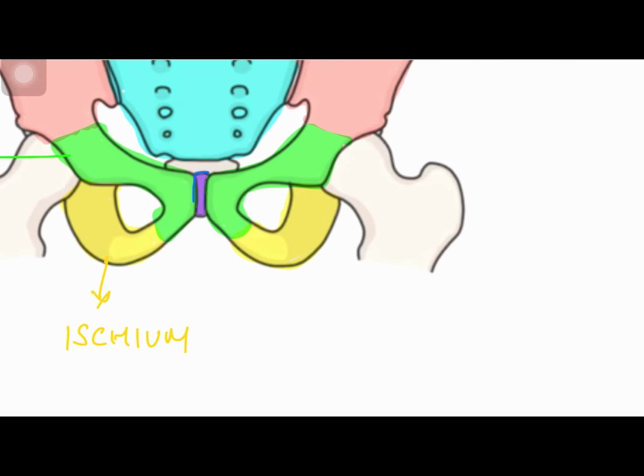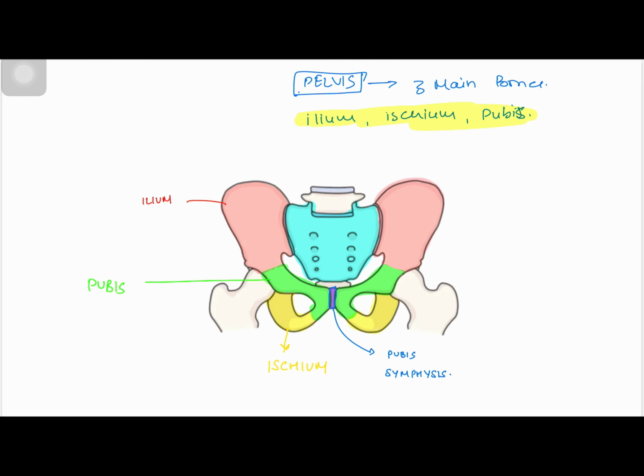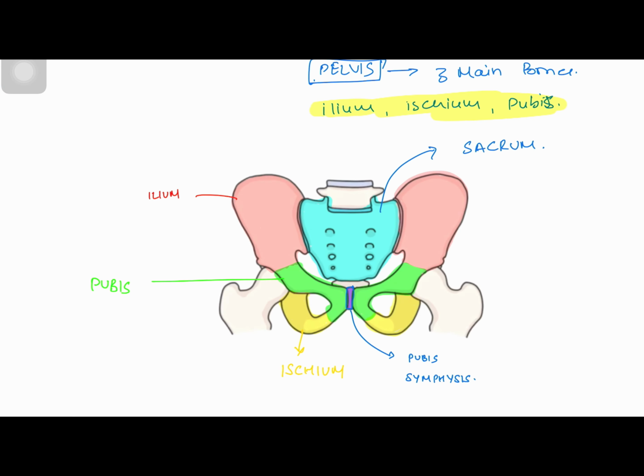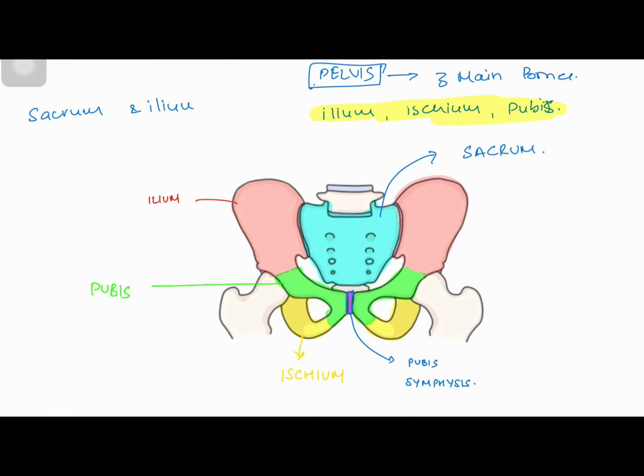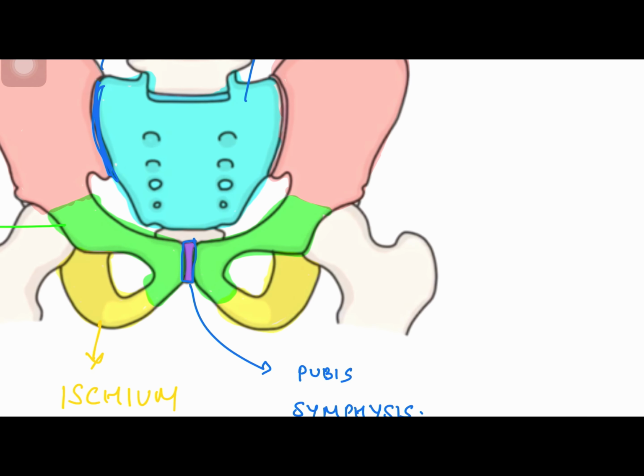The two pubic bones are joined by the pubic symphysis, and this is the sacrum. The sacrum and the ilium are joined by the joint called the sacroiliac joint, which I have drawn in blue. We can see this is the socket by which the femur is joined. This is called the acetabulum.